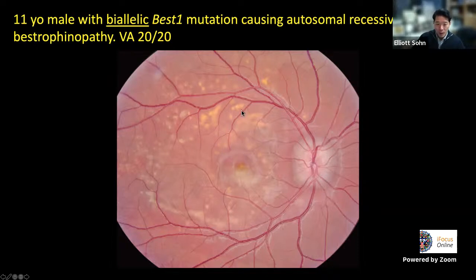But what's more prominent is a lot of areas of increased lipofuscin accumulation around the macula that's kind of extending out here. This is a pretty typical appearance of a patient with autosomal recessive bestrophinopathy, ARB. And if you had an OCT of this patient, you'd see a kind of shallow subretinal fluid throughout the macula. So recessive form of Best disease.